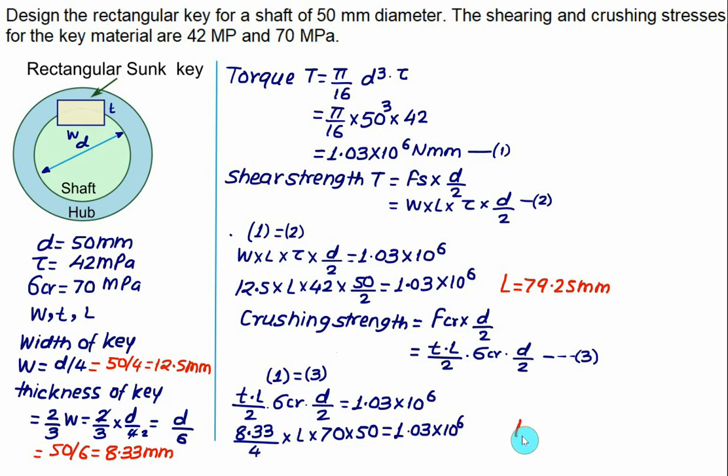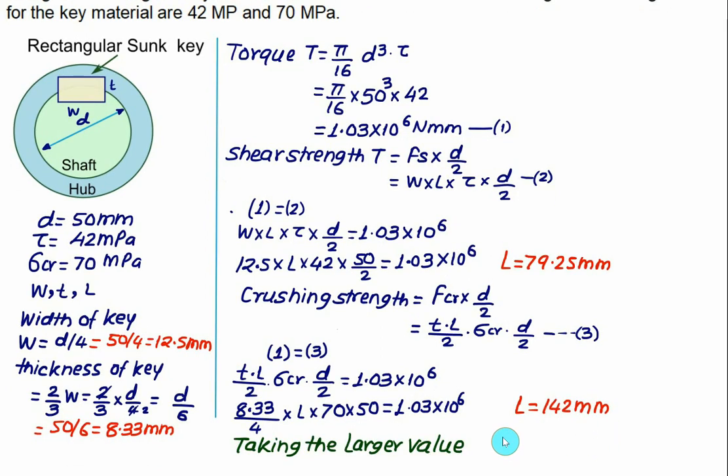Now you will get here two values of L. For safety you have to select always the larger value of the two design process. So if you solve this, you will get this value close to 142 mm. So taking the larger value of 79.25 and 142, we have length of key is equal to 142 mm.